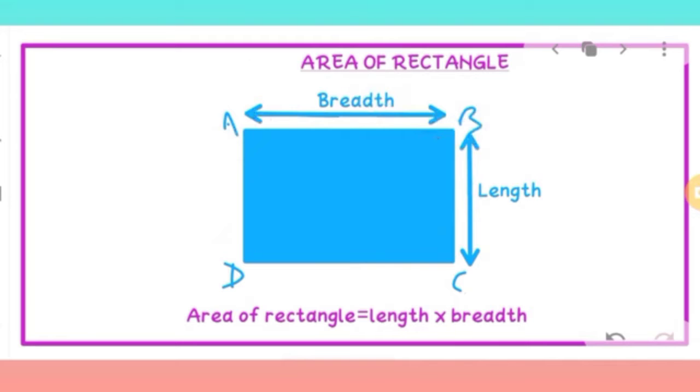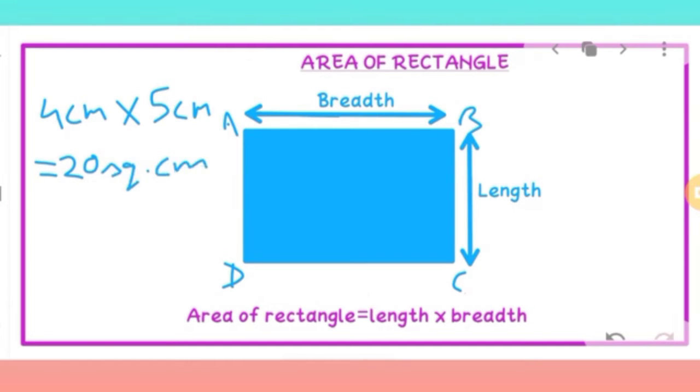One more thing which we have to keep in mind here is, when we multiply length into breadth, the units will also get multiplied. For example, if the length is 4 centimeter and the breadth is 5 centimeter, when we multiply these two, 4 into 5 will give us 20, and centimeter into centimeter will give us square centimeter. That means square of centimeter.